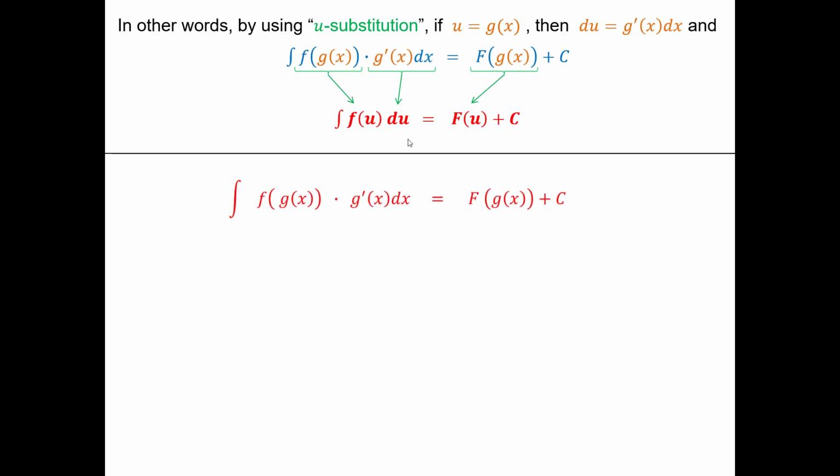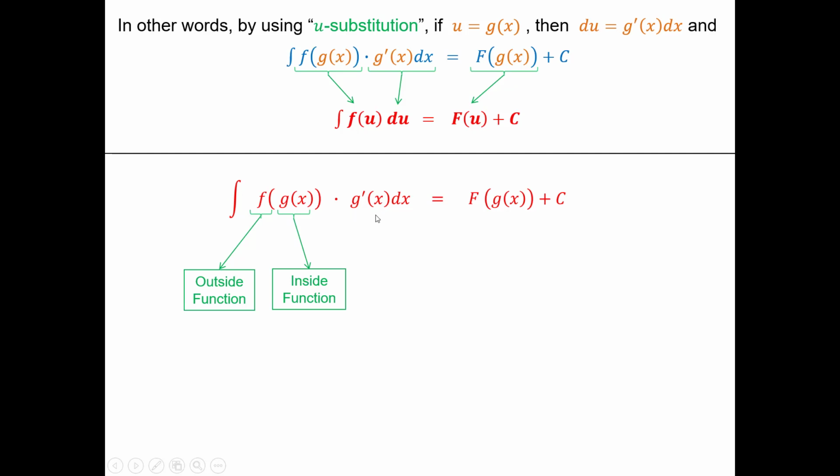So let's just keep on with the pattern recognition part of this process. We should recognize that if we see a composition function, f indicates the outside function, while g of x indicates the inside function.